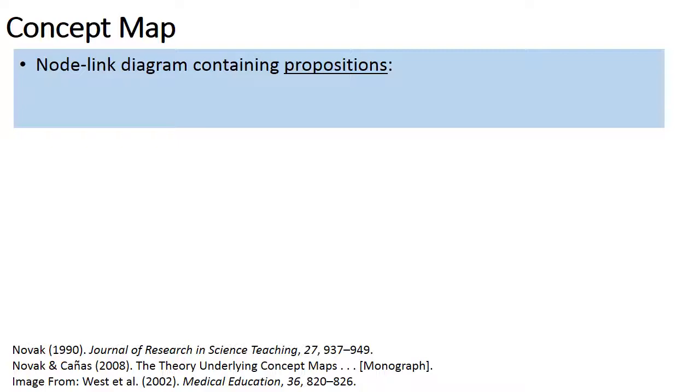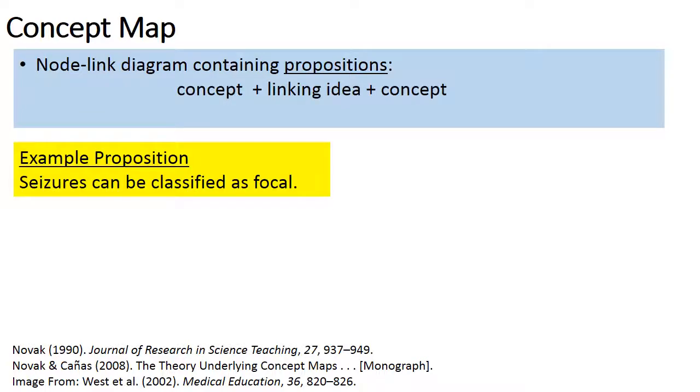Concept maps are a form of graphical organizer. They have a structure of nodes connected by links together which form propositions. In the context of concept mapping, a proposition is 2 concepts or ideas connected by a linking idea, also known as a link label. So for example, we have this proposition, seizures can be classified as focal, and we could represent that in a concept map shown here on the right, with seizures and focal, the 2 concepts in boxes, and can be classified as the link between the 2, forming a proposition.